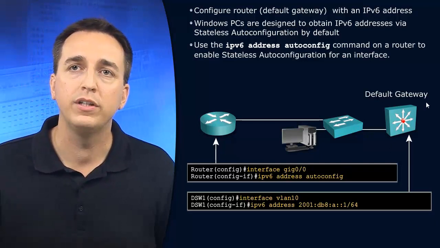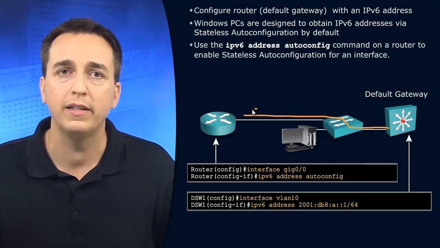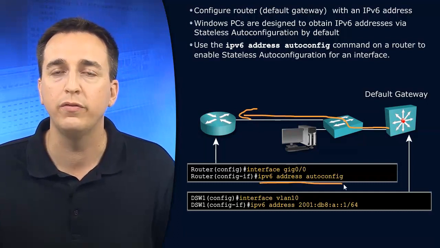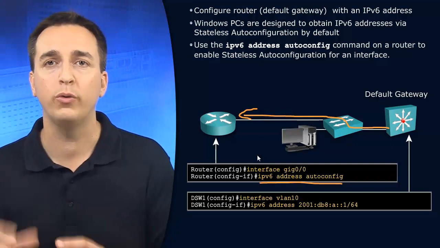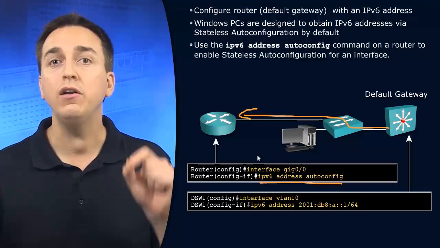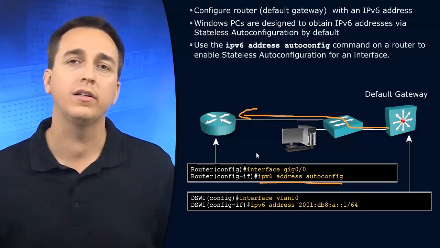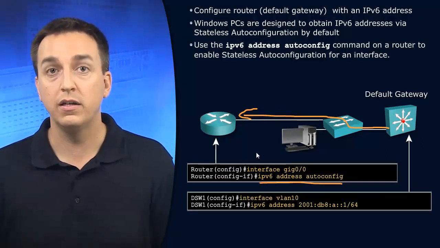So when the router advertisement is sent by this router, and it arrives at this router here, since it's set up with IPv6 address autoconfig, it's going to take that /64 prefix that's advertised by that default gateway. It's then going to use EUI64 to generate the latter 64 bits of its IPv6 address.